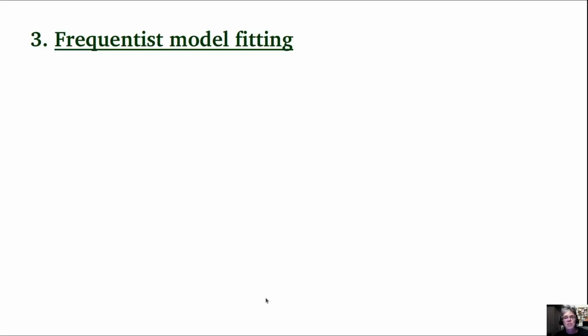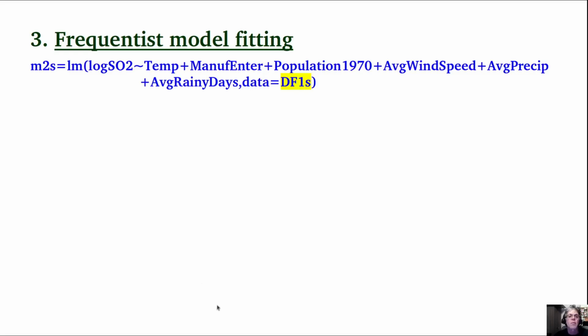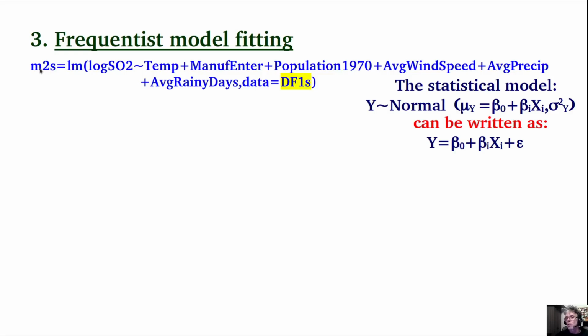So the frequentist model fitting. We simply proceed much in the same way as in the simple linear regression, simply entering all the explanatory variables obtained from the data frame where we had all these variables scaled. We use LM, meaning linear model, and we save the result in the object M2S. The statistical model, as usual, can be written in the following way for the reasons explained in the previous video.